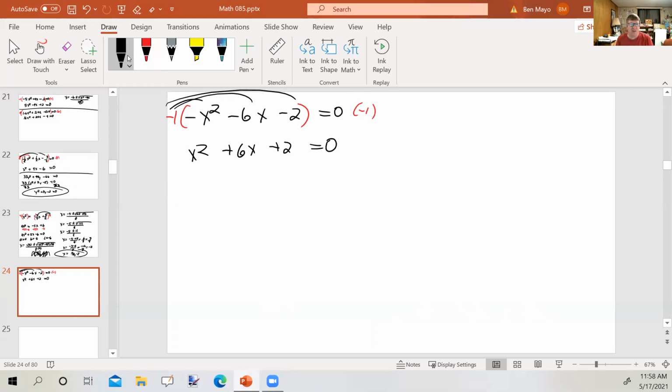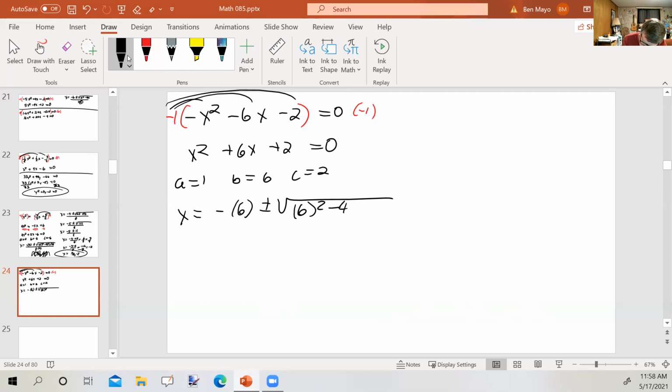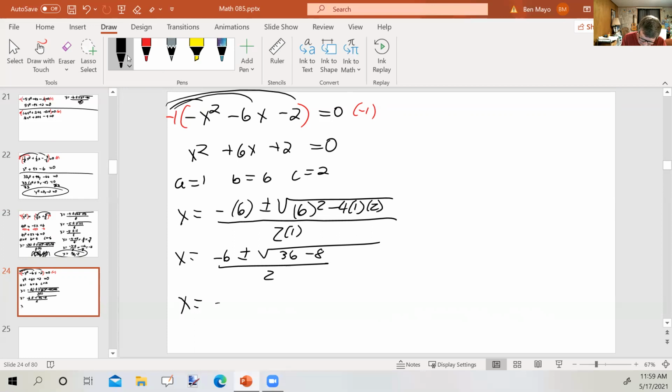So it changes the sign of each term inside the parentheses. A is 1, b is 6, and c is 2. x equals negative b plus or minus the square root of b squared minus 4ac all over 2a. x equals negative 6 plus or minus the square root of 36 minus 8 all over 2. x equals negative 6 plus or minus the square root of 28 all over 2.